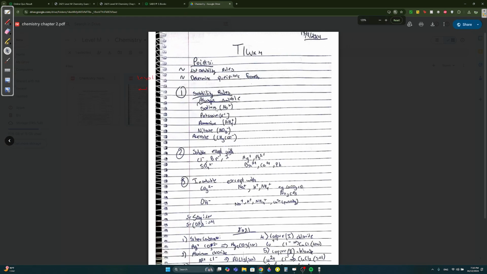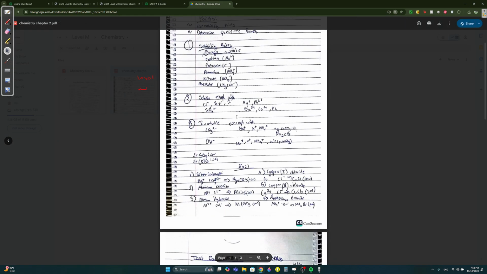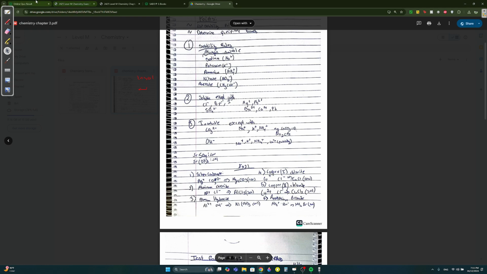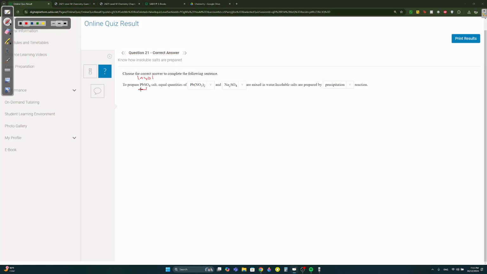If you look here, with sulfate, they're always soluble except with barium, calcium, and lead. Usually lead is the important one. BaCaPb, because they form white precipitates. So PbSO4 is insoluble. Before we read this, what method are we going to use? Precipitation. So you want the first one to have the cation, and the second one to have the anion. These two mix and you get PbSO4. You choose from the choices.